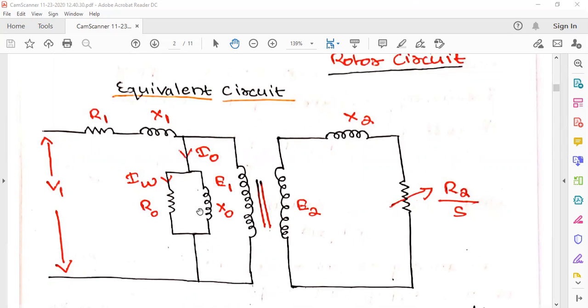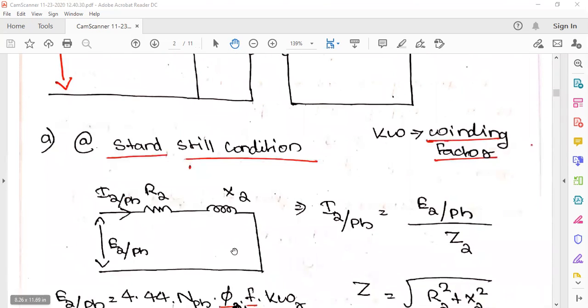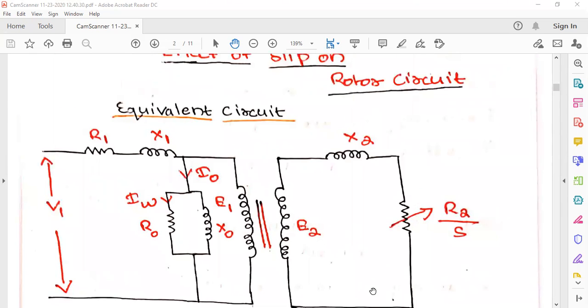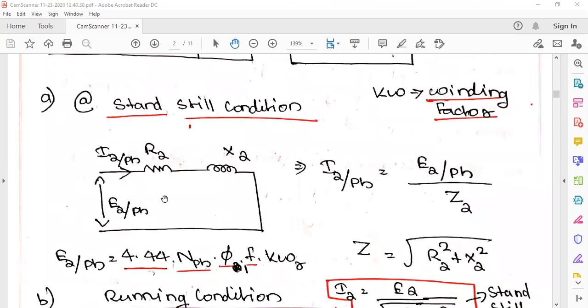The stator side is the same, so there is no change. I am just focusing on the rotor side only, because everything depends upon the rotor side. Rest everything is the same as a transformer. So this is the rotor side. This is the rotor resistance, this is the rotor reactance, and this is the EMF per phase induced in the secondary. The secondary is the rotor side, and we also have the current per phase in the secondary.